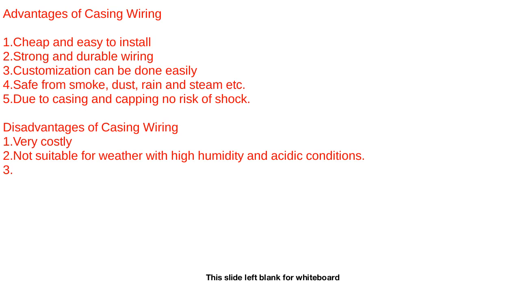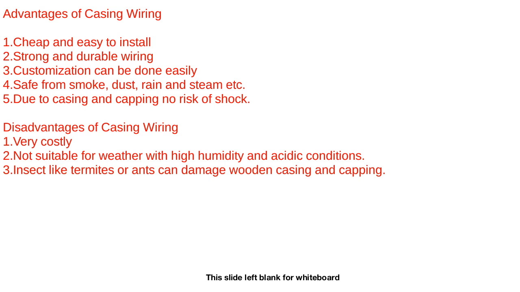Number three is that our cases can be made of wood. Therefore, insects such as termites and ants can damage that wood casing and capping, because you know the insects, most of the time you'll find them trying to mess up the wood. Therefore, these termites and ants will interfere with the caps made of wood and the casing also.